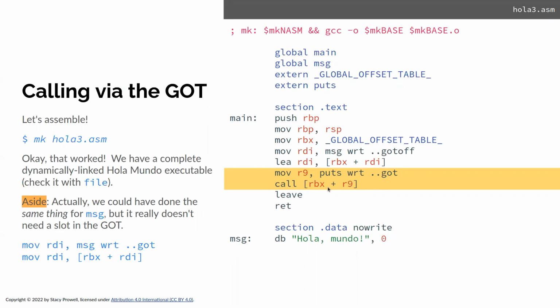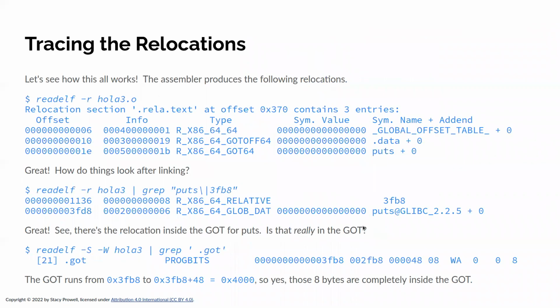I've now called putS through the GOT, and that's awesome. This is a complete dynamically linked Hola Mundo program. It's going to print Hola Mundo. It didn't have to say static, and there we go. We could have done the same thing for message. We could have said message with respect to .got and would have put a slot in the GOT and put the address in there and all of that, but we didn't need to, right? We could do this too. And there we go. That's our program built using the GOT. Life is awesome. Forever.